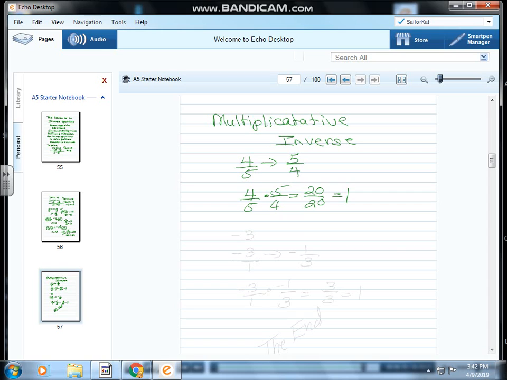So if you have something like a -3, remember that -3 is over 1. You're going to flip it and you'll have -1 over 3. If you multiply the two together, you will end up with a +1. Negative times negative is a positive. And so you have 3 over 3, which is equal to 1. That is your multiplicative inverse. This is a very important concept that you're learning right now, and so make sure that you show all steps.